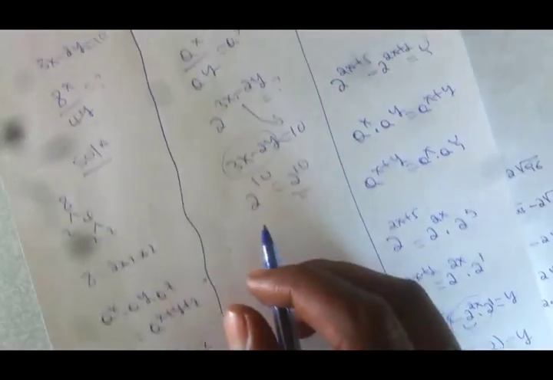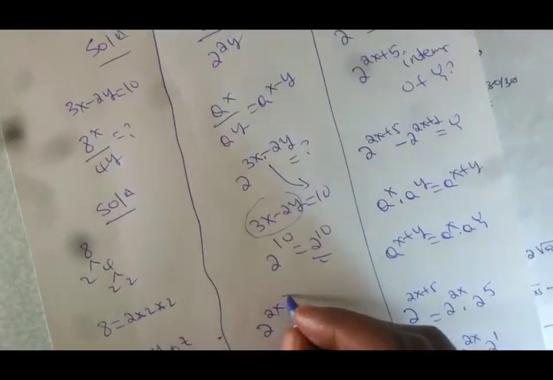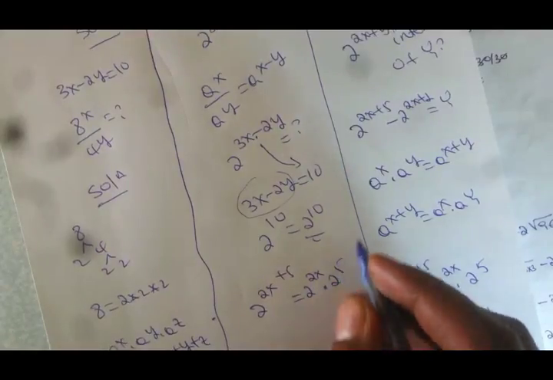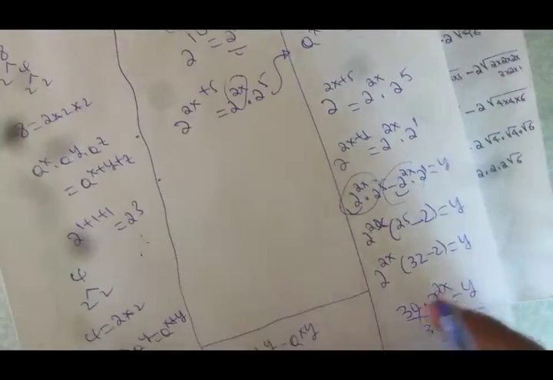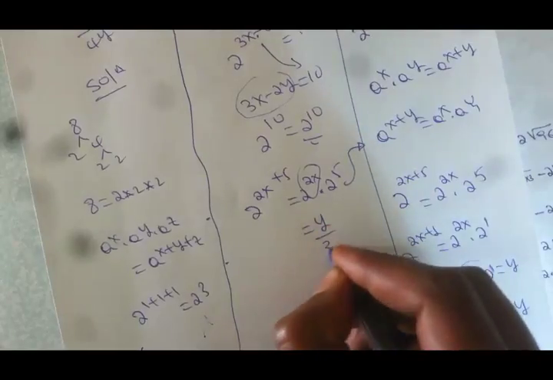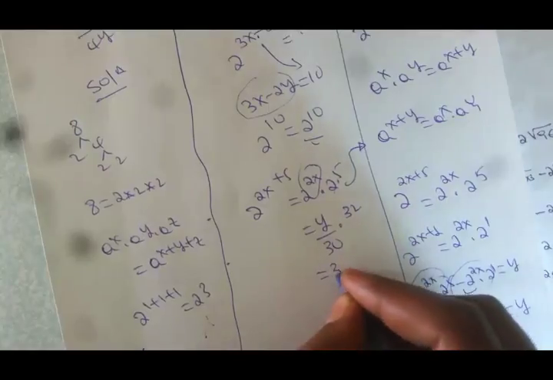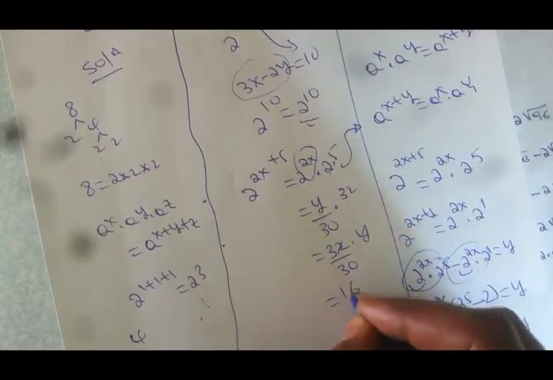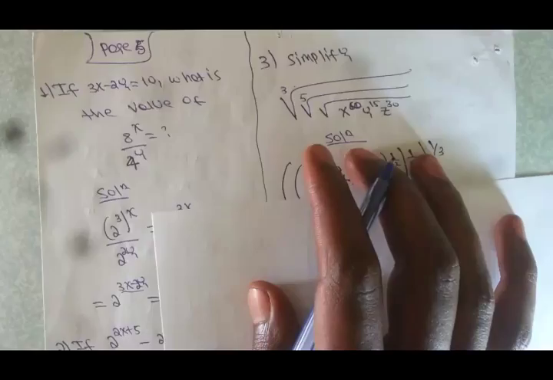And we are asked to find 2 raised to 2x plus 5. This also can be written as 2 raised to 2x times 2 raised to 5. 2 raised to 2x is already found: y over 13. Y over 13 times 2 raised to 5, which is 32. Therefore, 32 divided by 13 times y, dividing by 2, is 16, by 2 again, 15 times y, will be our final answer.